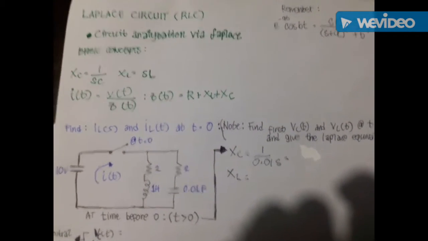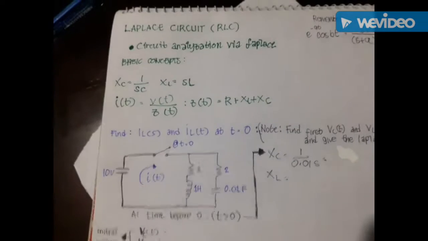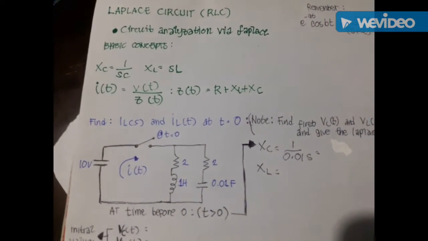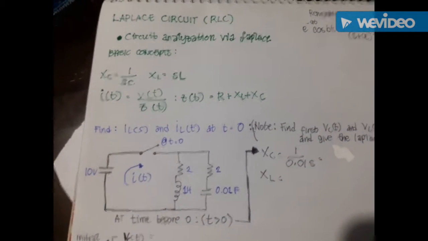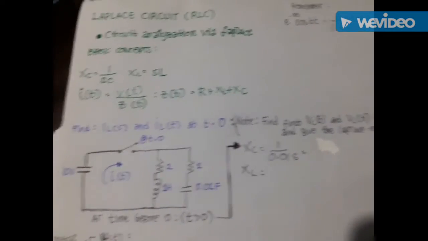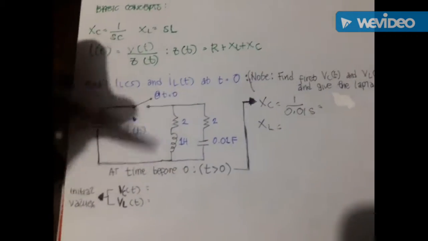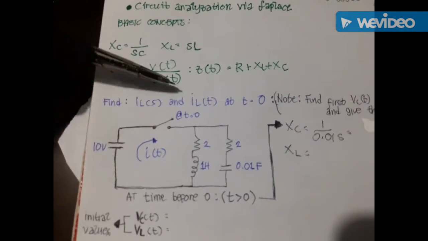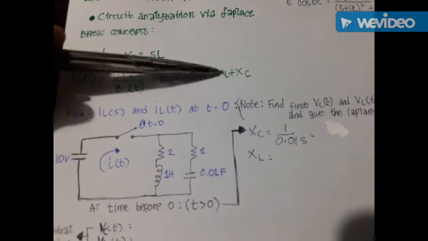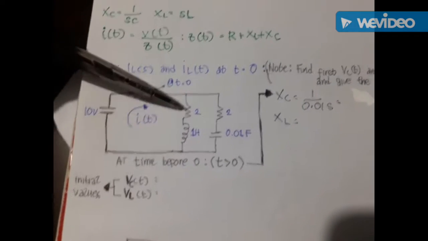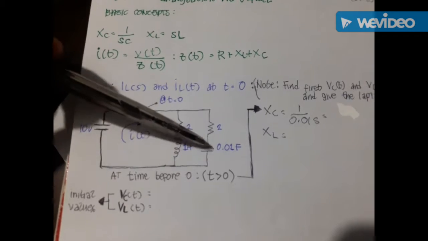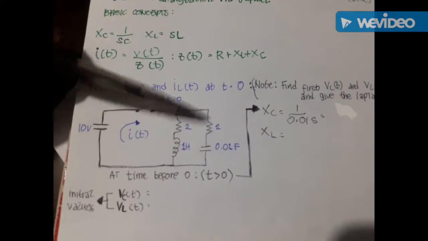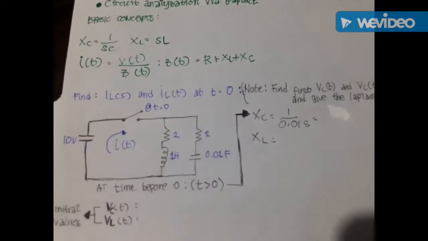So let's proceed on the circuit analysis via Laplace. The basic concept is that capacitive reactance is equal to 1 over Sc, and inductive reactance is equal to Sl. As we already know, the total current flowing here is equal to the total voltage over total impedance, which is composed of the basic resistance, which is the resistors, and the capacitive and inductive reactance, as I mentioned before.